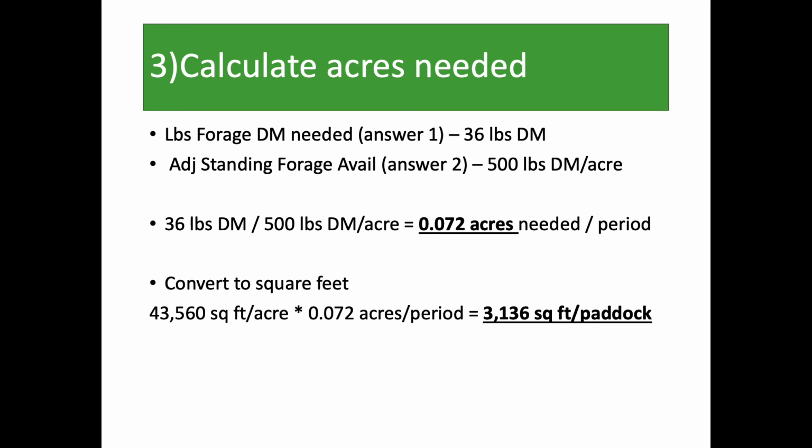And then your group 4, you're going to target 40% utilization. So you've got your 2,190 of available forage times 40%. And then you'll divide those two numbers. 2,190.